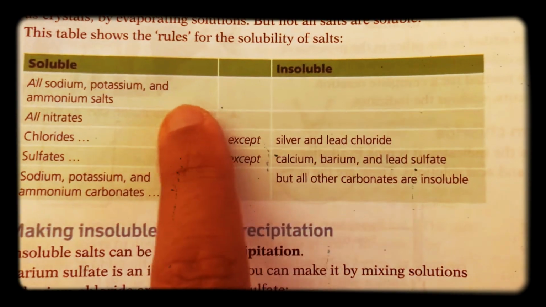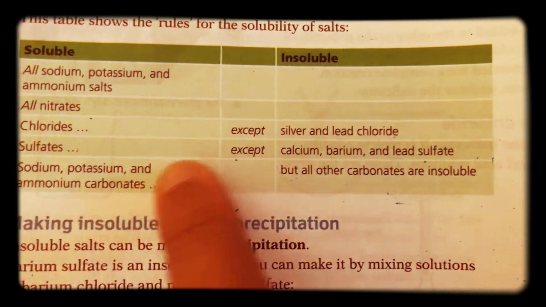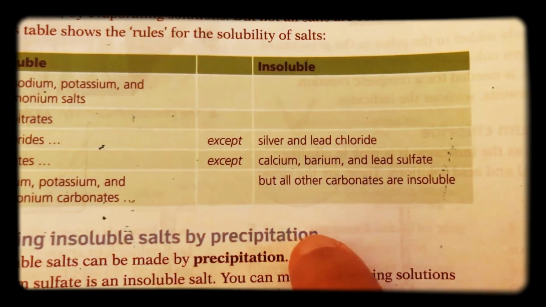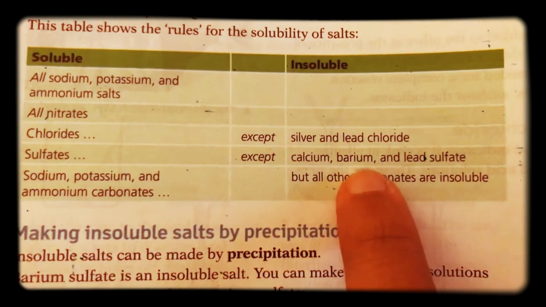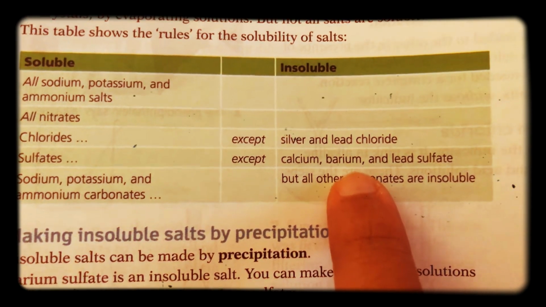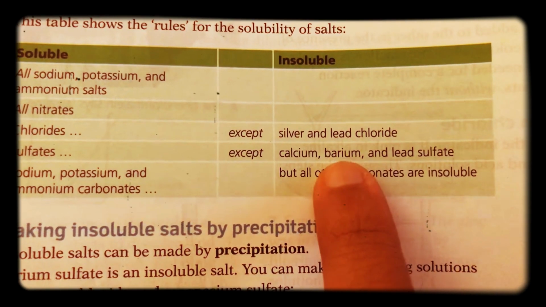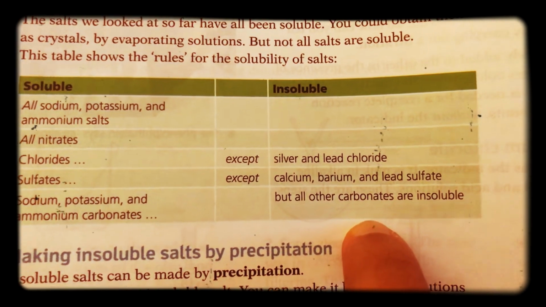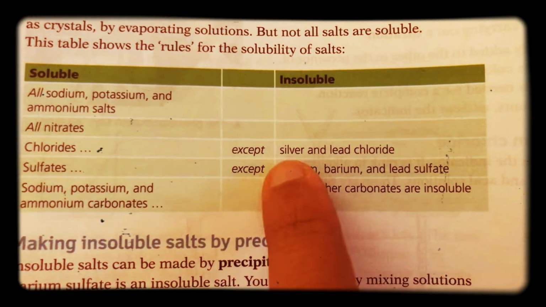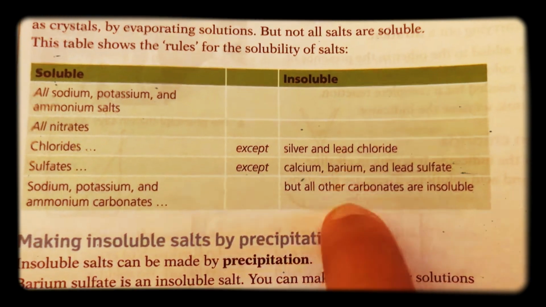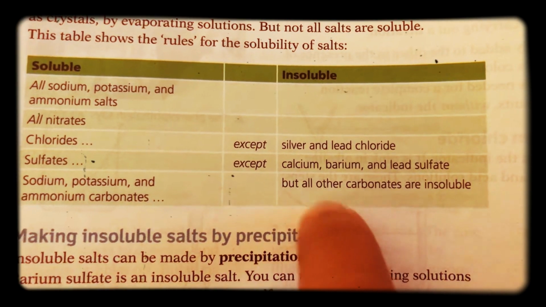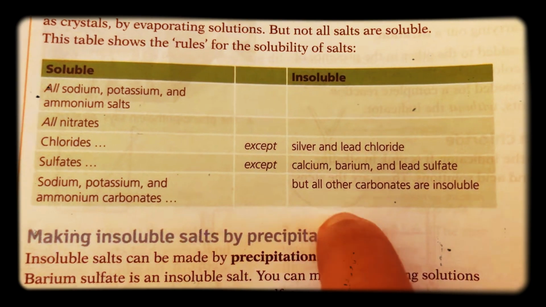You can use potassium, but potassium is soluble. Ammonium is soluble. But you have some suggestions here as to what you could have as the cation, as the positive ion. So barium carbonate could be a choice. So you should be able to come up with 4 of your own salts that could be made by precipitation.